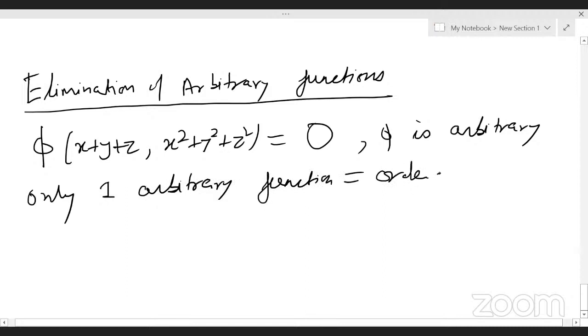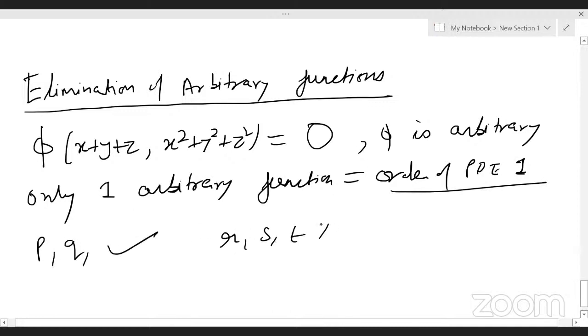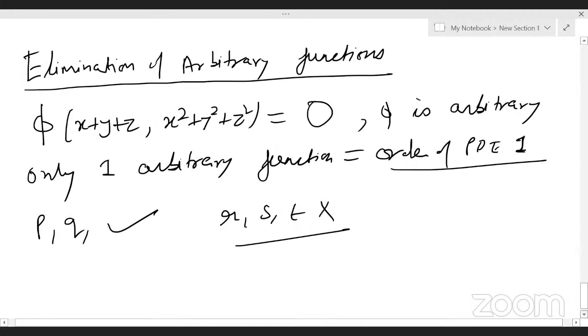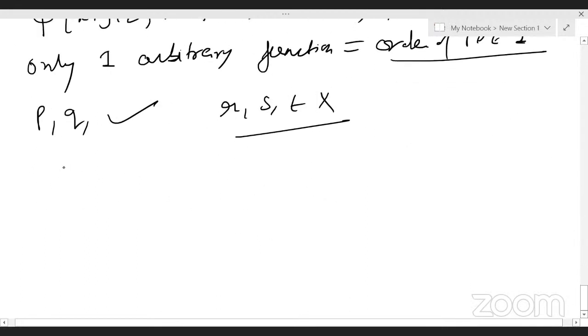Therefore, the order of the PDE will mostly be 1. Order of PDE is 1. That is, you can have p, you can have q, but you cannot have r, s, or t. This is not allowed. Okay, so how to do it? Here we use something we call the total differential. We will use that concept.